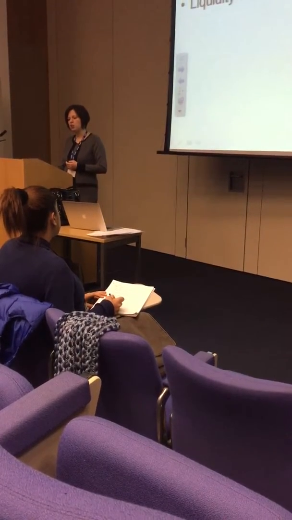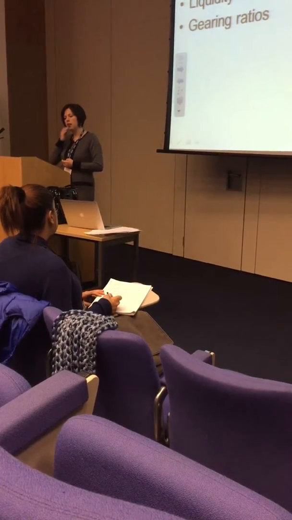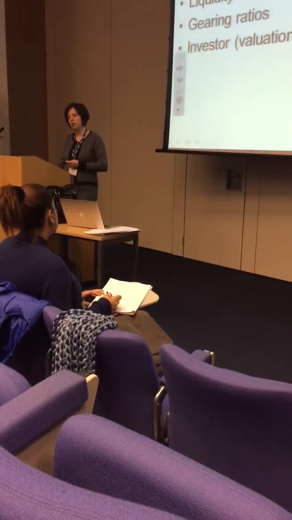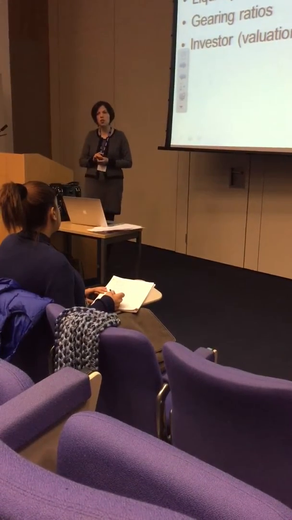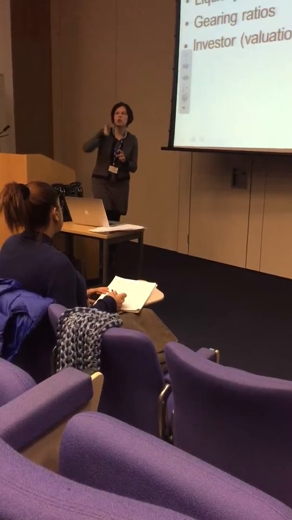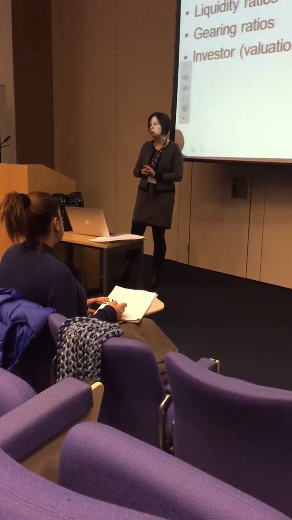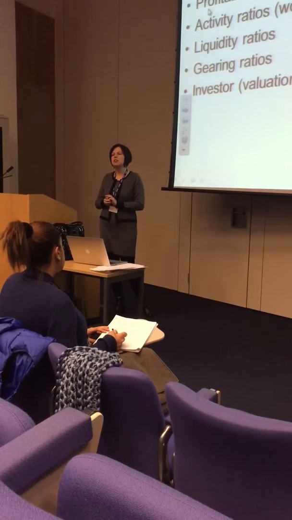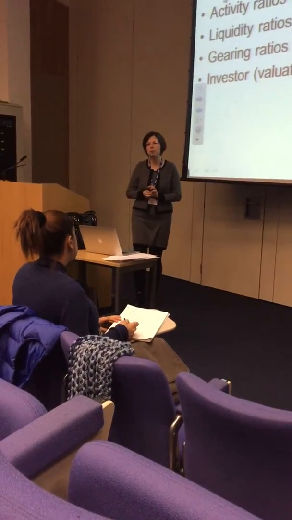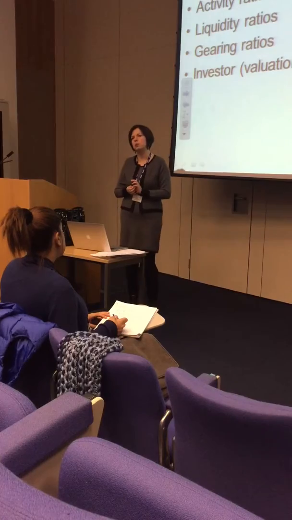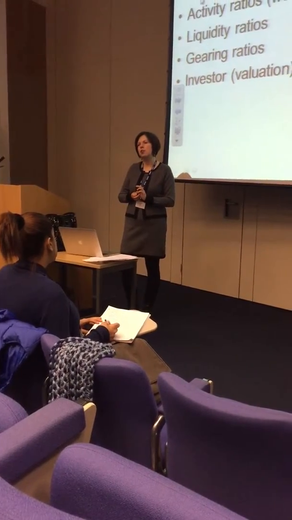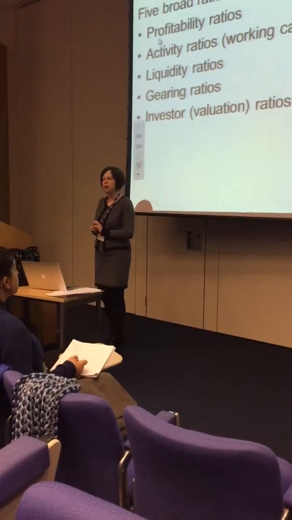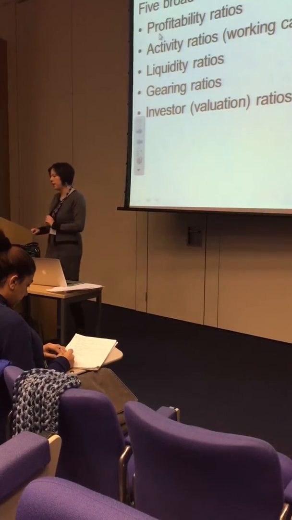Ratios fall into 5 main categories: profitability, activity, liquidity, gearing, and investor valuation ratios. We have covered them all, therefore right now I'm not going to spend time looking at all these categories. But as I said, I will put together a file and put it on Blackboard, mentioning which ones are the most important, and those you would be advised to really remember.